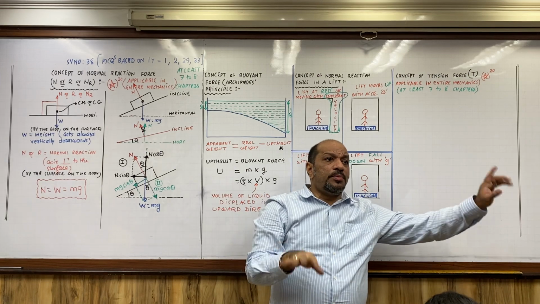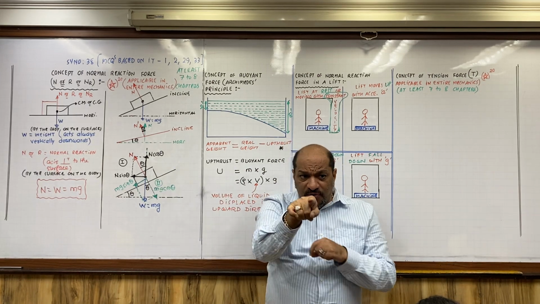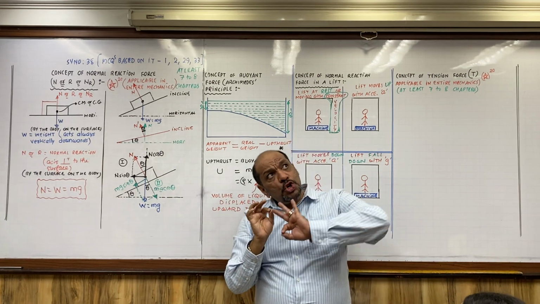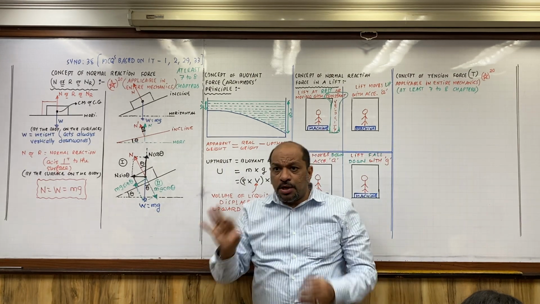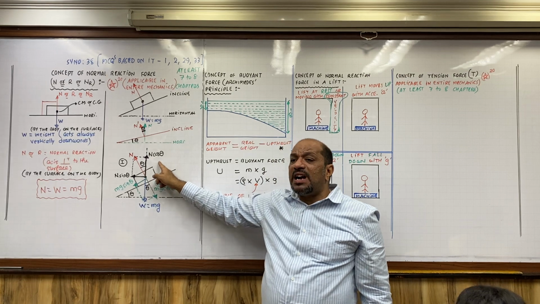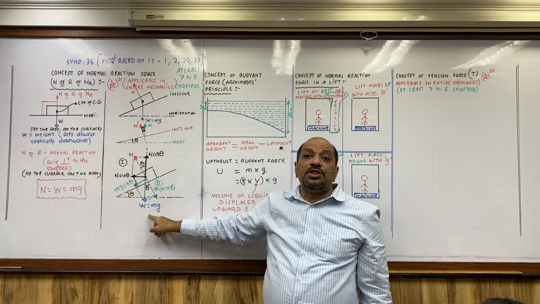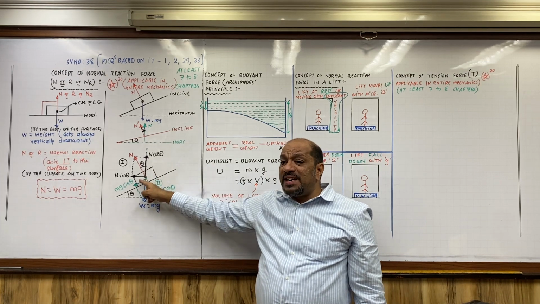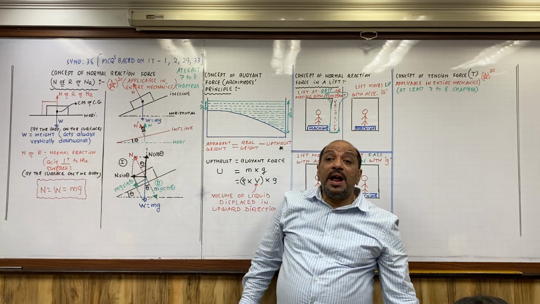Right force should be balanced by left force. Front force should be balanced by reverse force. Northeast should be balanced by southwest. Northwest should be balanced by southeast, and so on. So what is N cos theta doing here? It is balancing mg. But what about N sin theta? N sin theta is an unbalanced force.